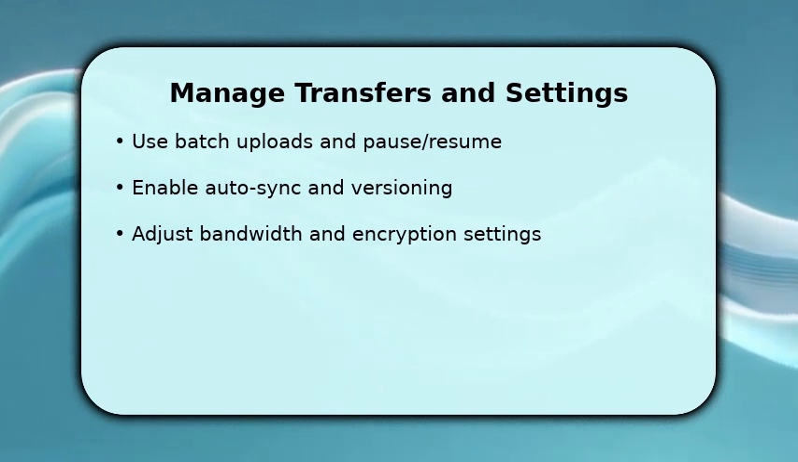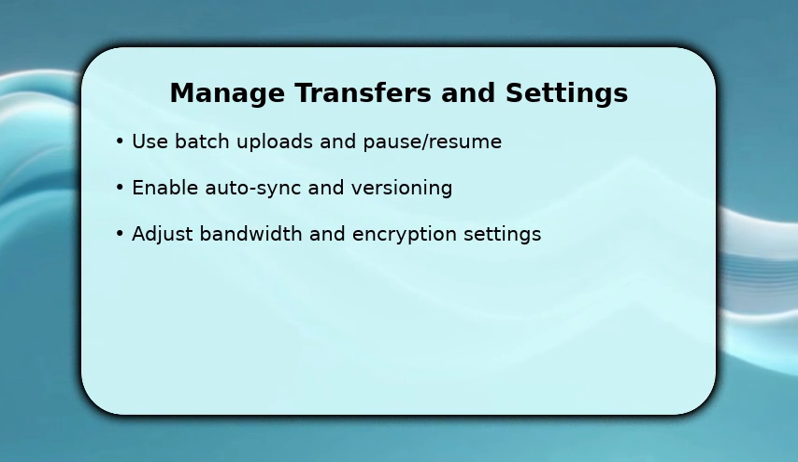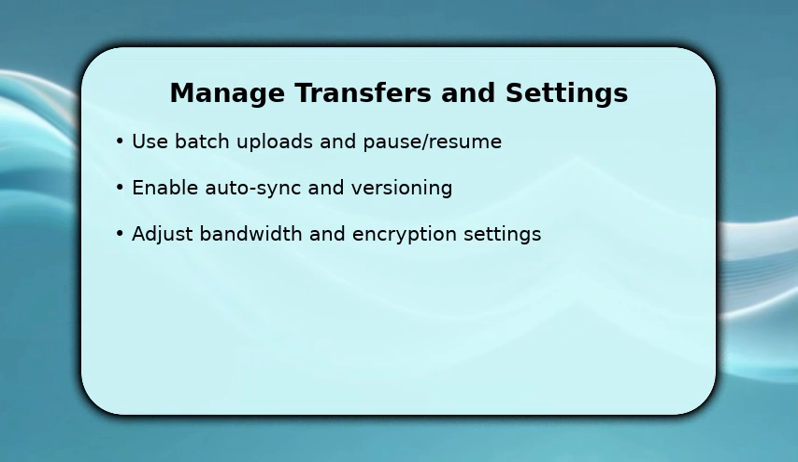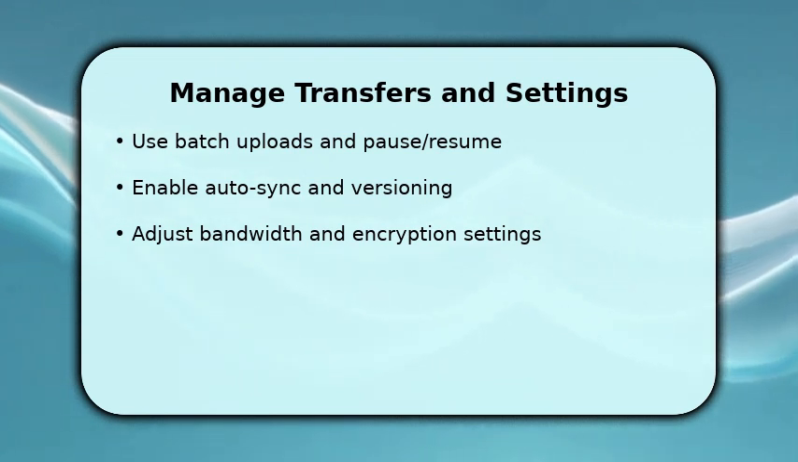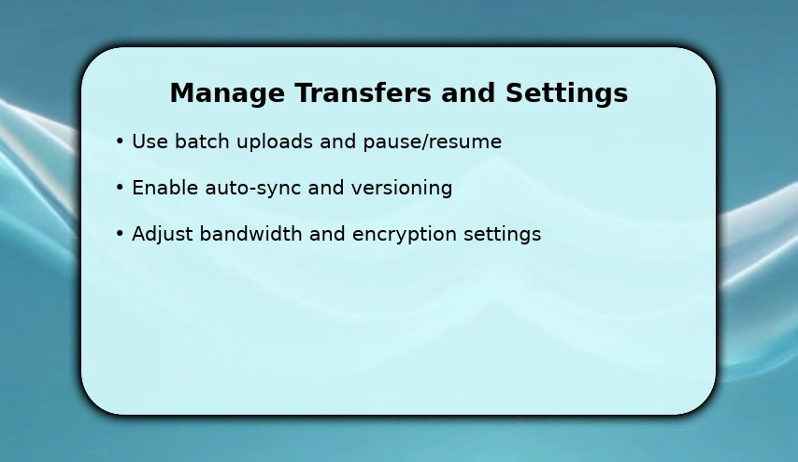Next, enable autosync and file versioning so you can revert unwanted changes. This protects against accidental edits. Also set bandwidth limits and encryption preferences. These reduce network impact and keep data private.